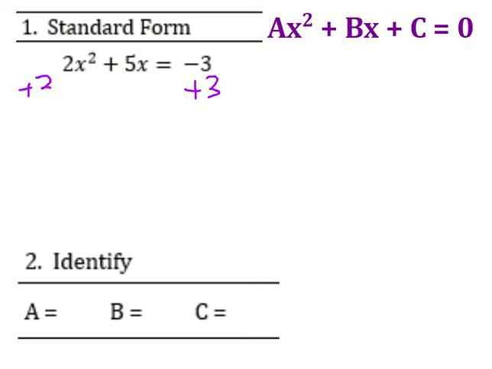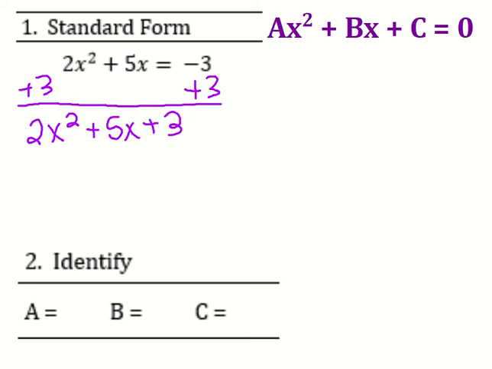I'm going to add it over here on the far left because it doesn't have any other common terms to add it with. But I'm going to put it all back in order so that my ax squared plus bx plus c, that 3 we moved back over, is now equal to 0. Now that it's all in order, I can use that standard form to pull out and identify my a, b, and c values for that quadratic equation.